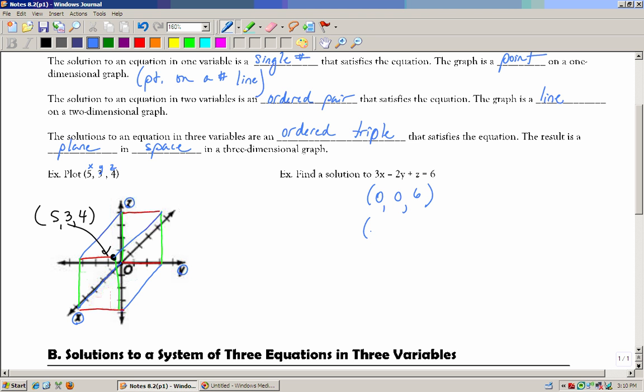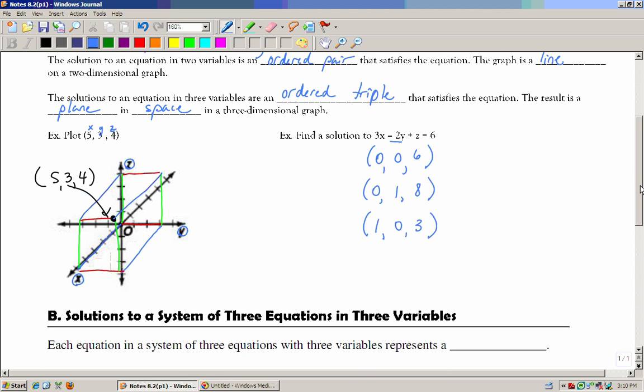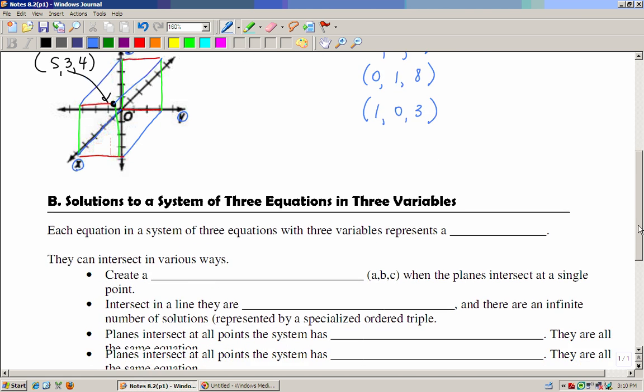Maybe you make up the numbers 0 and 1 for the x and y coordinates, so the first term's gone. If y is plugged in as 1, that term right here is -2. Add it to the other side, and the z would have to be 8 to make that statement true. You can do this with any combination. Maybe if you do 1 and 0, that would make the first term 3, the second one's out of there, so 3 plus what is 6? That would be 3 for the z. So any combination that would make that sentence equal 6 would be a point that works in that equation.